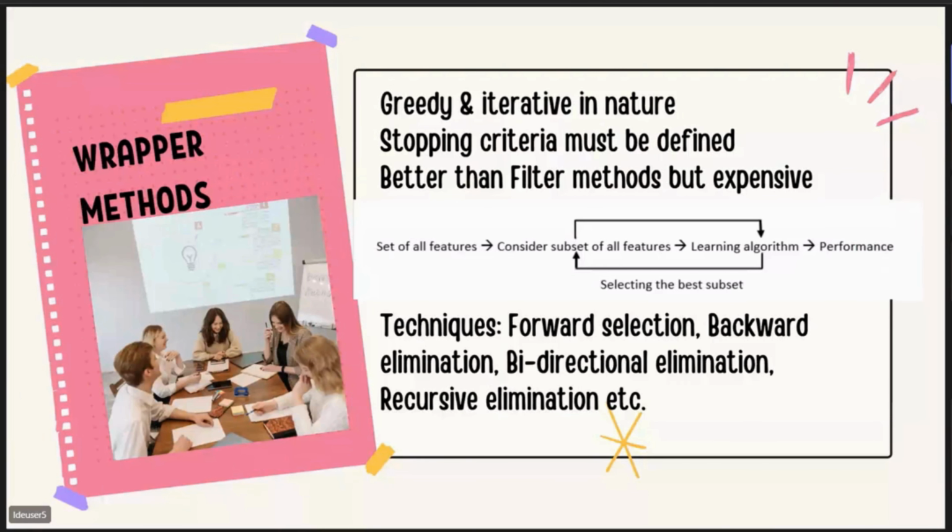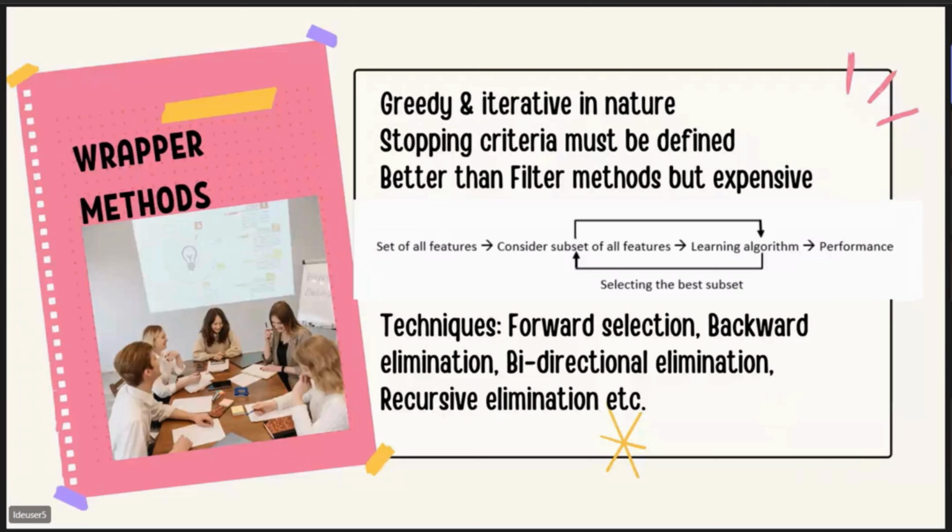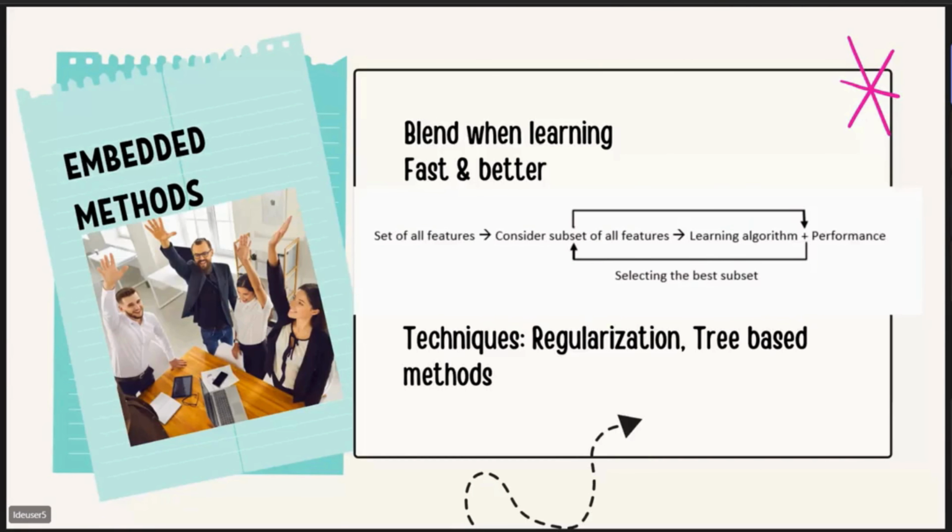Okay, so some of the commonly used techniques in wrapper methods are forward selection, backward elimination, bidirectional elimination, and recursive elimination. Okay, so wrapper methods are greedy, they are slow, they are expensive, but they are going to give better result when your model becomes complex. And the third type is embedded methods.